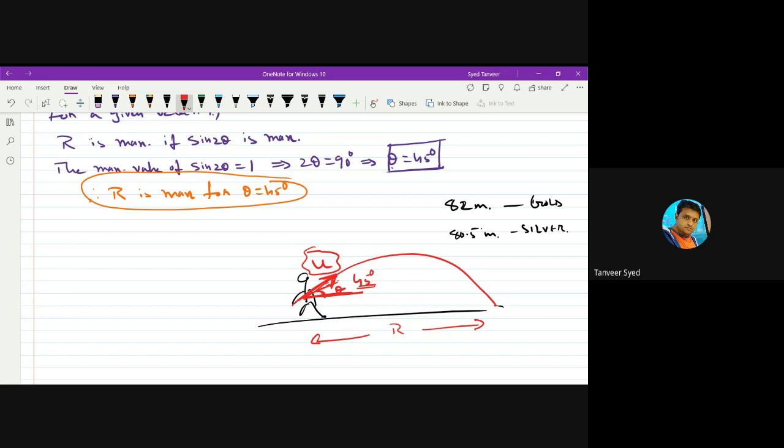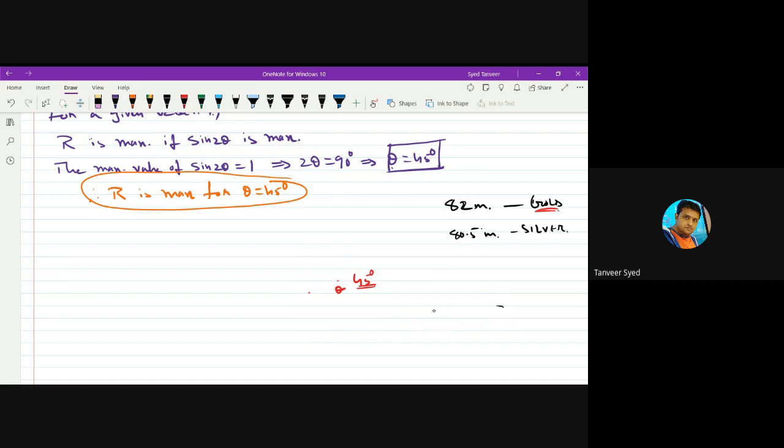So sports is not only about stamina, strength, muscles, all these things. It is also about technique. This is the example. Even if you throw with u greater than Neeraj Chopra, if you don't maintain this angle of 45 degrees, you cannot reach the maximum range. Right, that is the point.